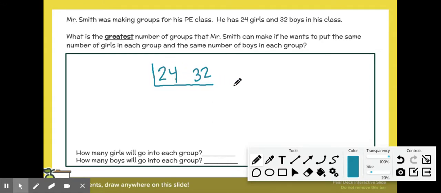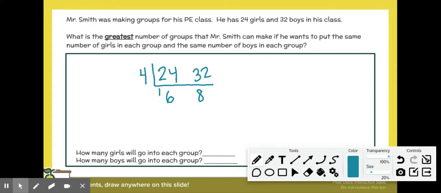Okay, if you started with 2, 4, or 8, all will get you to the right answer. They all go in. If I started with 4, 4 goes into 24 6 times. 4 goes into 32 8 times. Again, you might have started with a different number when you tried this one on your own, and that's okay. You'll still get the same answer.